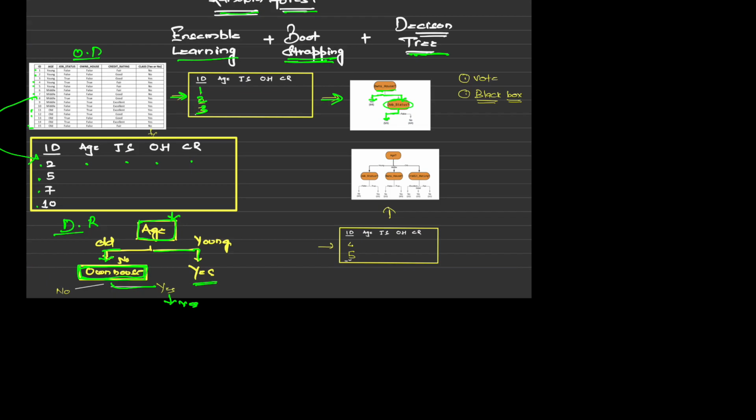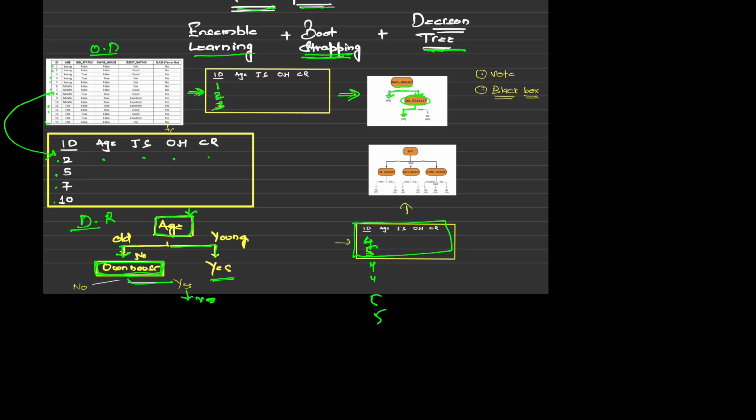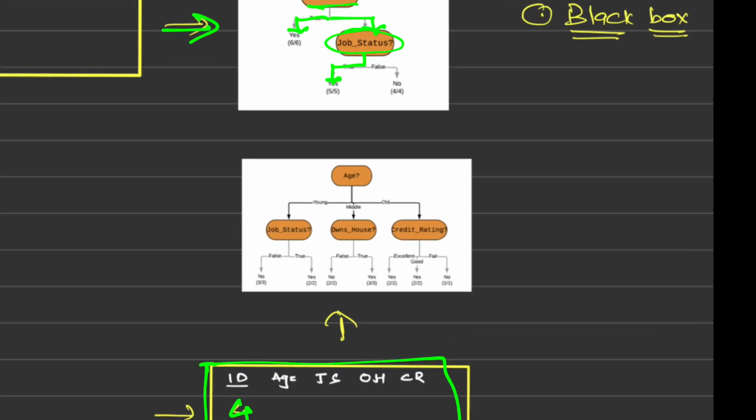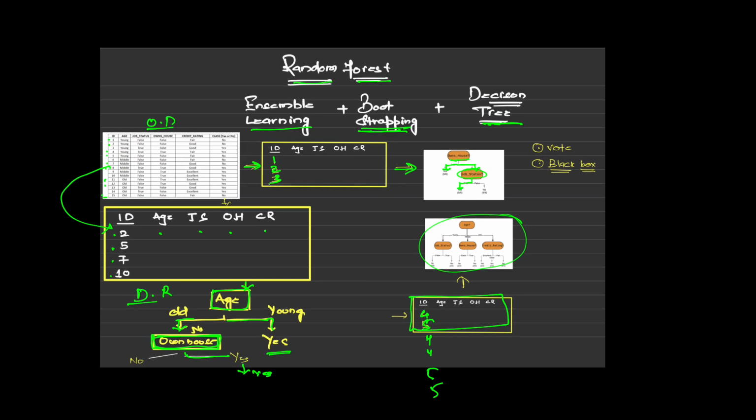Okay. Then again you bootstrap your data. Now here in bootstrapping, you should understand the data points could be 4, 5, 4, 4, 5, 5. So what I'm trying to say is that in bootstrapping, a particular ID or a particular data point can be repeated. Now you created this decision tree. Now what you will do in the random forest, you will apply ensemble learning.